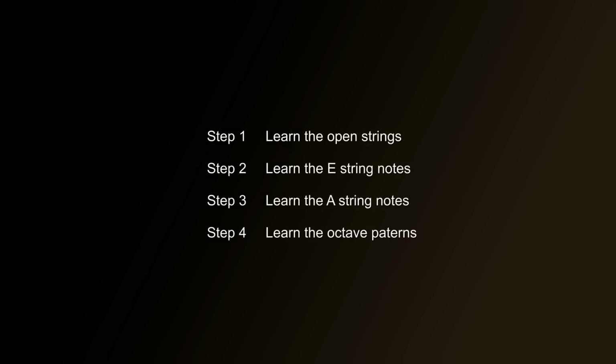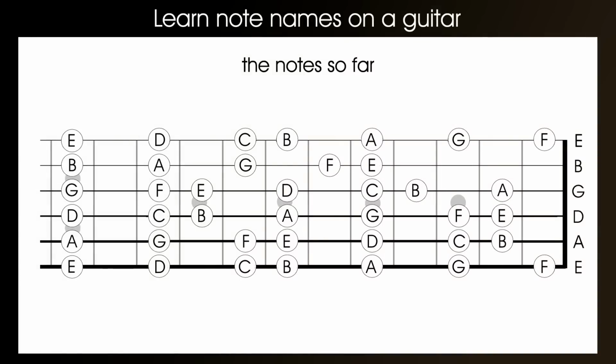To summarise then, the 4 steps are: Step 1. Learn the names of the open strings. Step 2. Learn the names of the notes on the bottom E string. Step 3. Learn the name of the notes on the A string. And step 4. Learn the octave patterns. By following these 4 steps, you'll know all these notes and more.